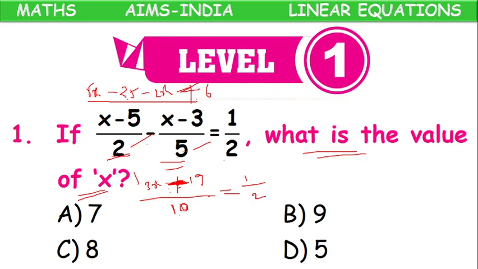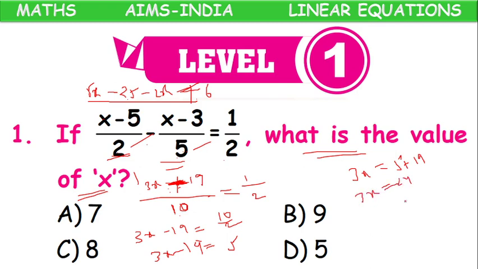So now 10 will come to this side. What can we write? 3x minus 19 equals 10 will go that side, it will become 10 by 2, or 3x minus 19 equals 2 fives are 10, we can write 5 here. Plus 19 will come to this side. 3x equals 5 plus 19. 5 plus 19, how much? 24. 3x equals 24.